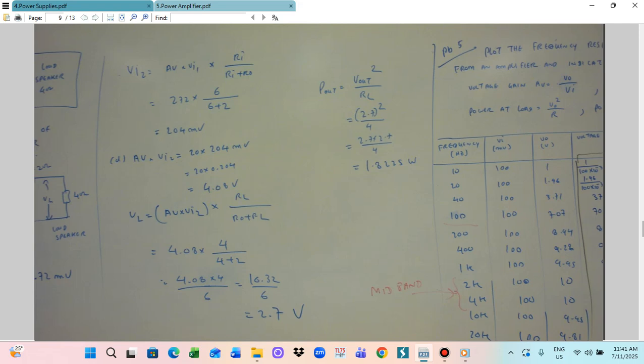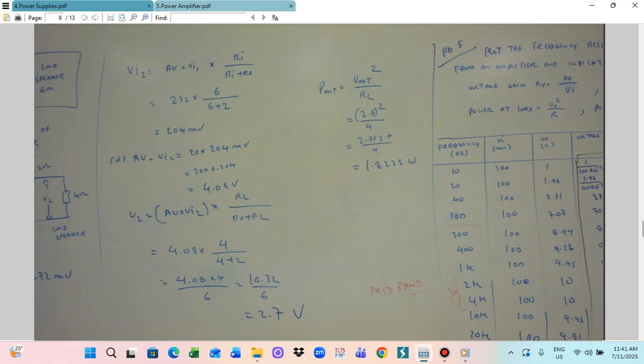Okay, this is for the AKB, and then the low voltage VI you can calculate. So now the low voltage VI is equal to AB into VI2, multiplied with RN divided by R0 plus RN. So this is 4.08 multiplied by RN, which is 4, divided by 4 plus 2. So 4.08 multiplied by 4 divided by 6. So 16.32 by 6, so that is 2.72 volt.